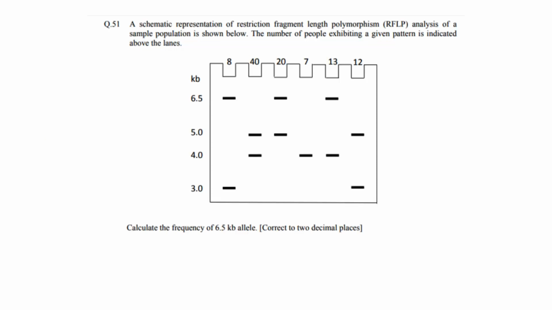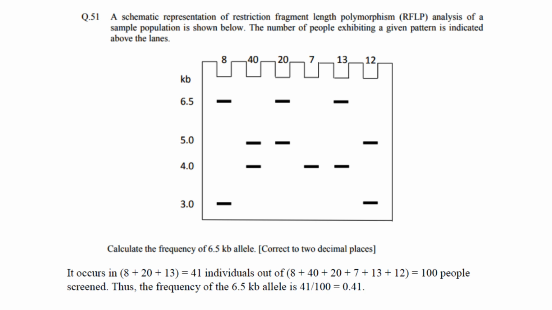Look at this picture. It is an RFLP analysis. The number of people analyzed for a particular allele are indicated here. Your task is to calculate the frequency of the 6.5 kb allele. It occurs in 41 individuals out of 100 pupils screened. Thus, the frequency of the 6.5 kb allele is 41 divided by 100, that is 0.41.